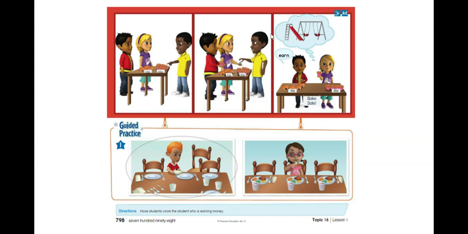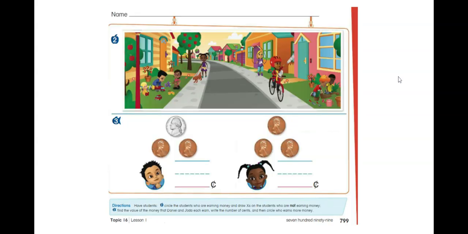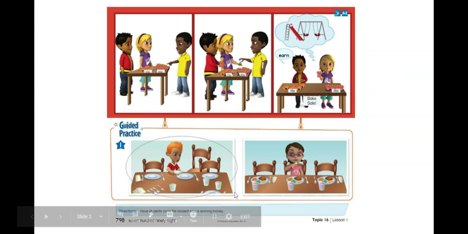So those are some of the words we learned for financial literacy. Earning money, and then they're saving it, and then they're going to spend it, because look, they're thinking about a playground set. So let's do a little bit of practice on that page.